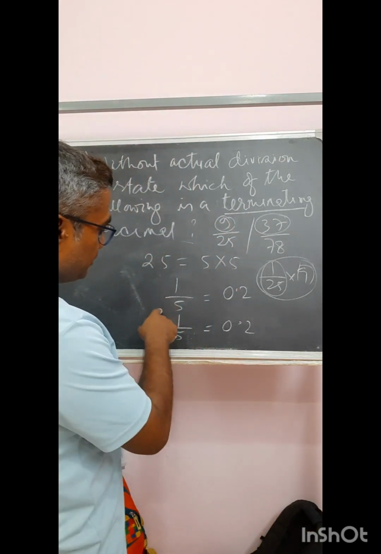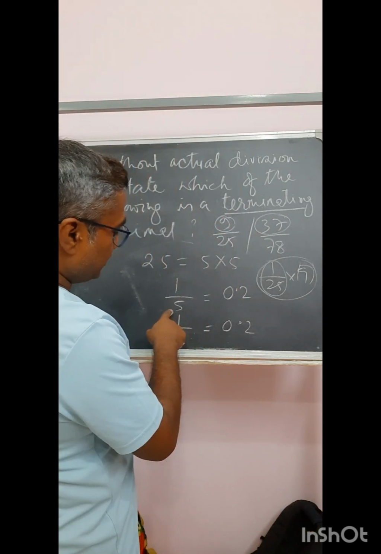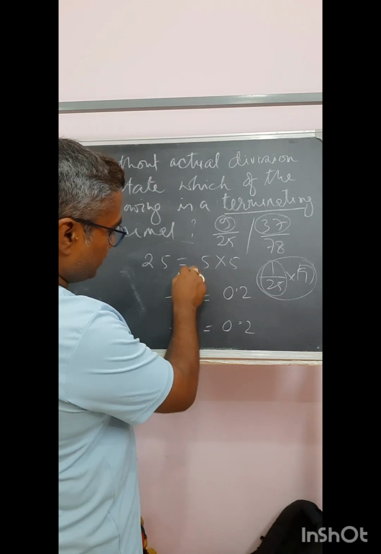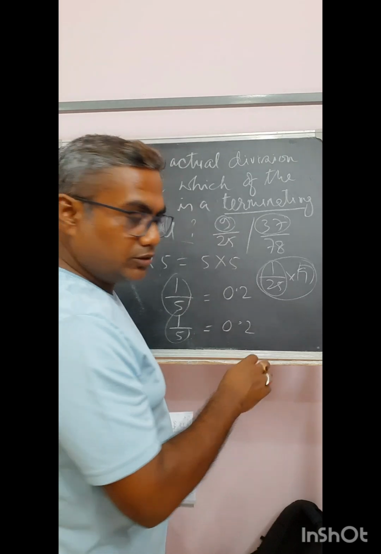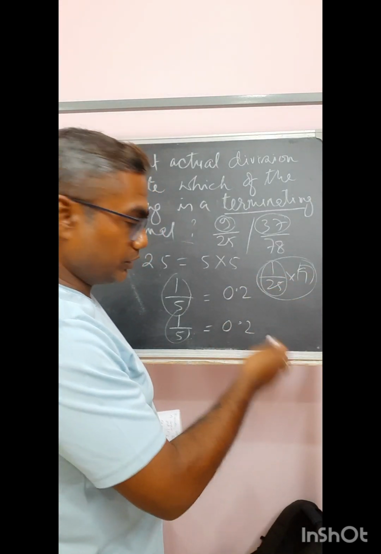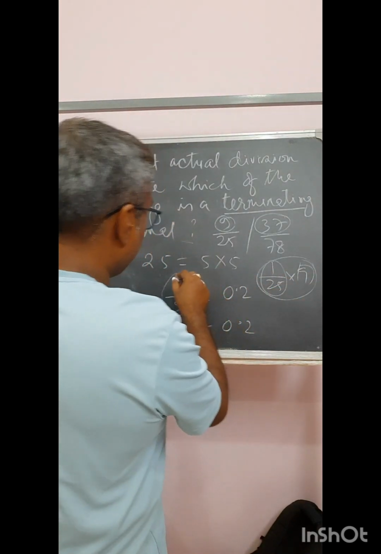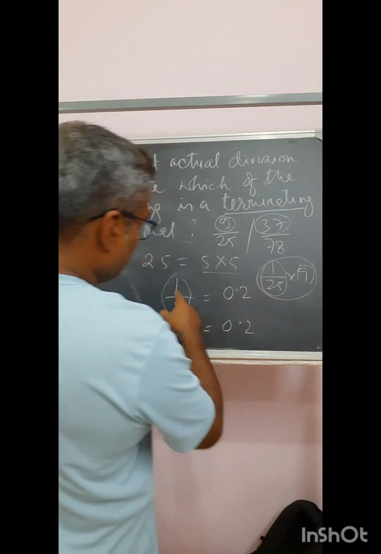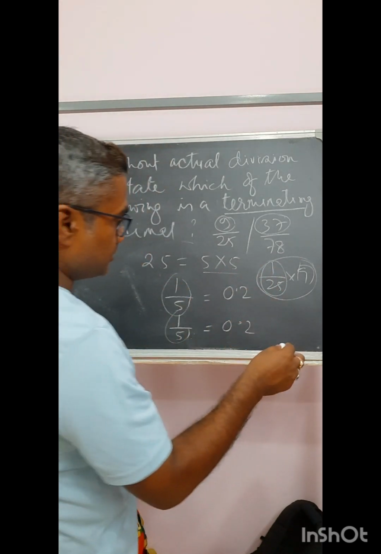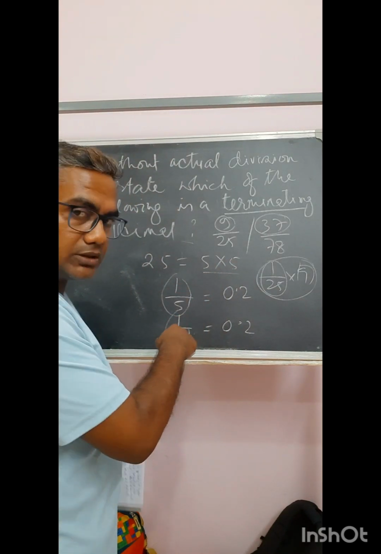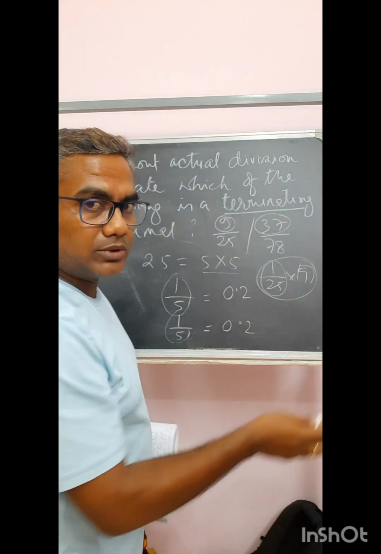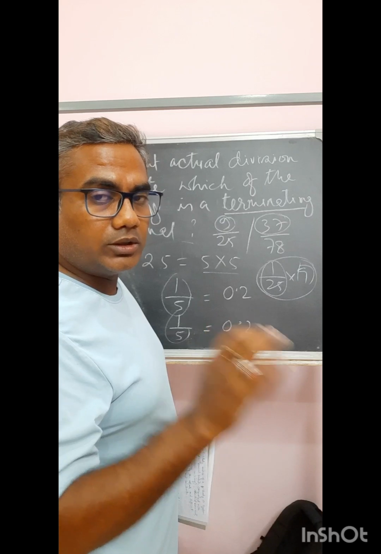So here I can see 1 by 5. Why am I taking the factors? Because some factors may be terminating, others may not, so the cumulative result would be a non-terminating one. So every time you have to look at 1 upon each factor and see whether it is terminating. If any of the factors is not terminating, the whole result will be non-terminating.